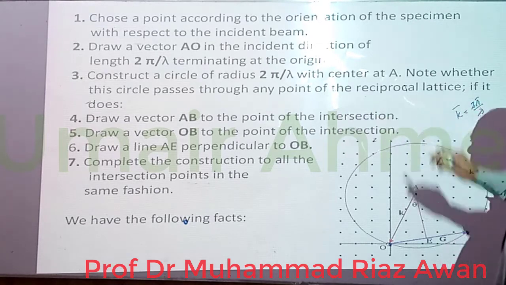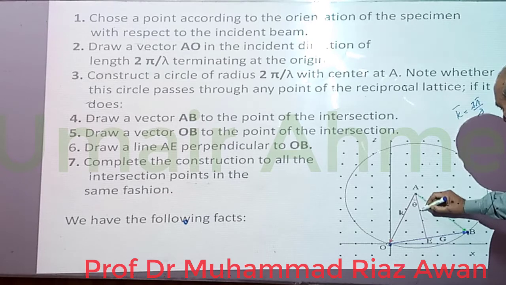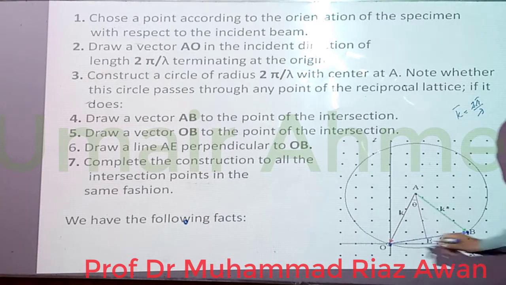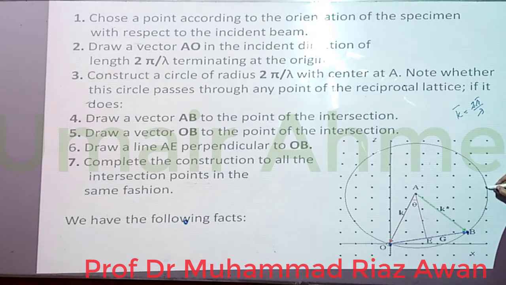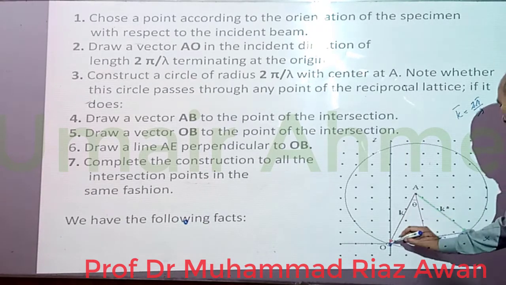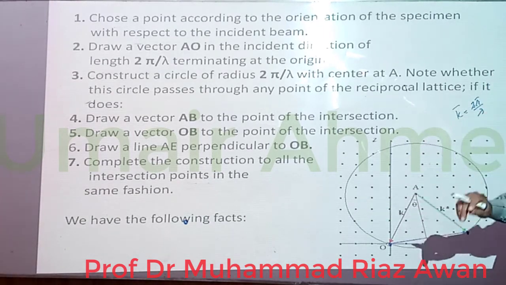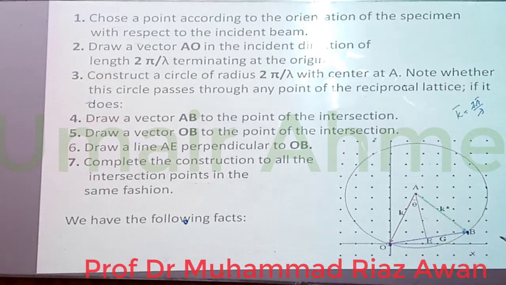Draw vector AB to the point of intersection, draw vector OB to the point of intersection, draw a line AE. Now this line I have drawn perpendicular on this base, perpendicular to this OB. Now complete the construction to all intersection points in the same fashion. If I take this point, I will do the same thing, join this one here, join this one here. If I take this point, join this one here, join this one here, and so on. So I will keep on doing this for completion of this graph.